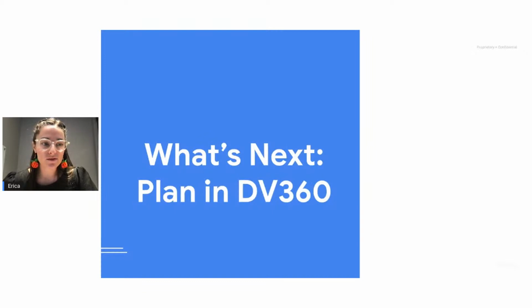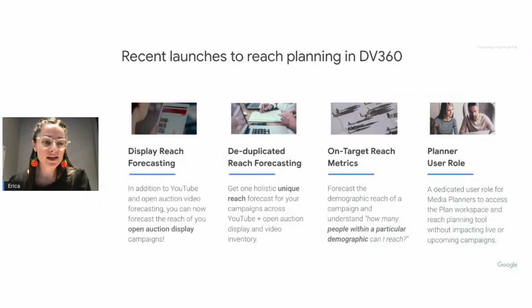Great, and now we're going to move into kind of what's next for DV360. As I've mentioned, some of the recent launches, which we'll talk about on the next slide if we just want to move over to it, include the ability to forecast display reach. Previously, this had a very video focus when the tool first launched. Now we kind of have the full package. We have display, we've got YouTube audio, connected TV, all of the things. And deduplicated reach forecasting, as I mentioned, this is also a recent launch that was widely requested.